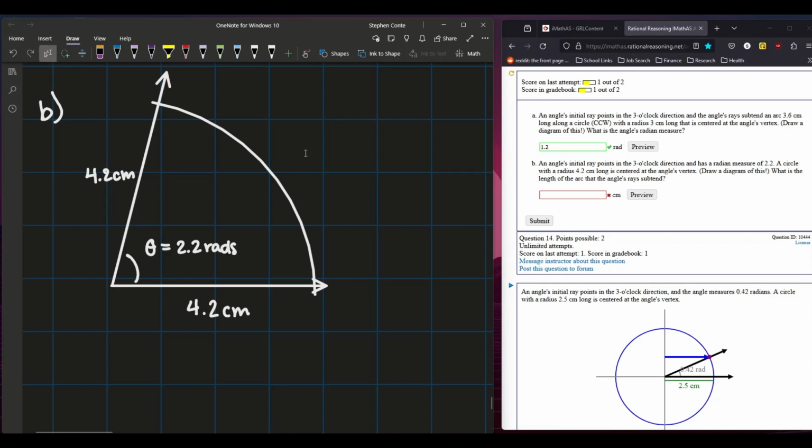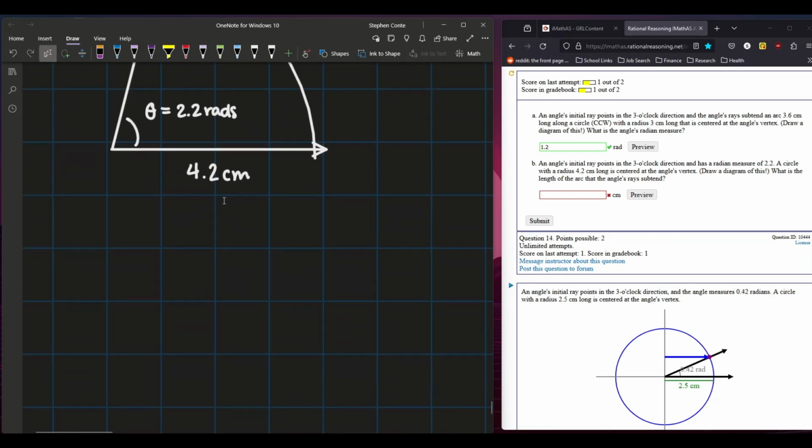I want to figure out what this arc length is. Well, we're just going to use the same formula. S is equal to r theta. Except now, we don't have to do any manipulation, right? Because we're solving for S. So all I got to do is plug in the numbers that I have. 4.2 centimeters times 2.2.